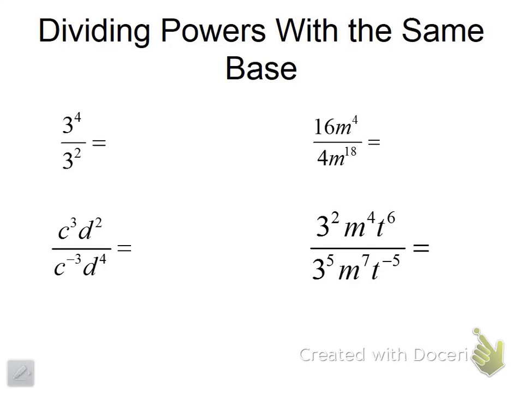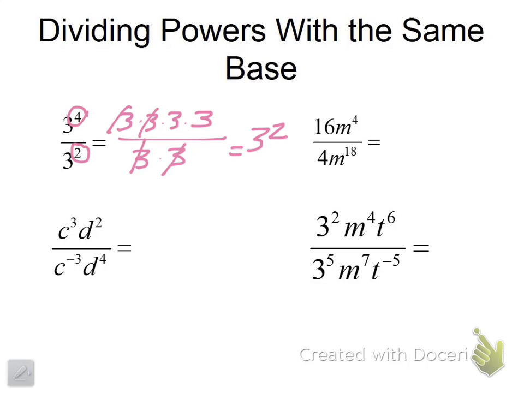Okay, so if we're dividing things with the same base, if I wanted to write this out the long way, it'd be 3 times 3 times 3 times 3 over 3 times 3. So we would normally cancel out the ones that are the same. Since these are the same, we can cancel them, and since these are the same, we can cancel them. So that's going to give us 3 squared. Well, if we subtracted 4 and 2, that's still going to give us this 2 on top as well.